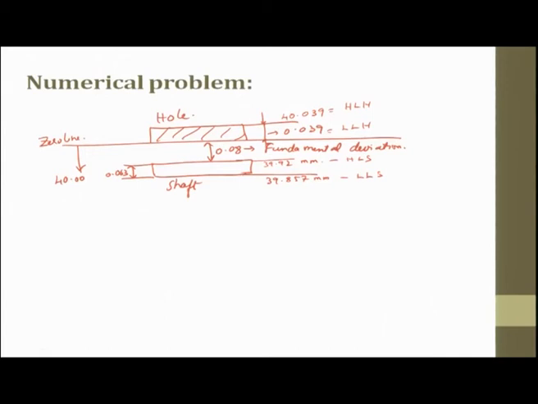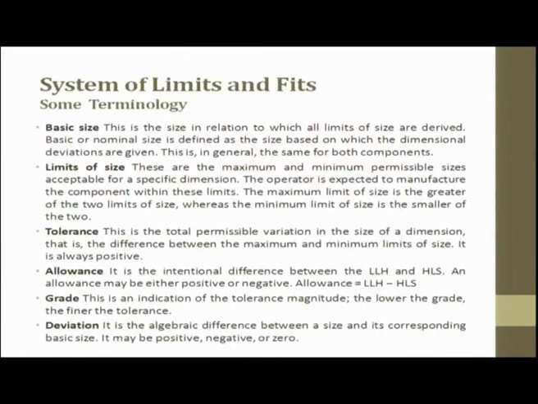Okay. So, now the last part of the question is going to be what should be the wear and tear, which is given as 10%. Okay. So, let us see some of the terminologies which are used in tolerances. Basic size is the size in relation to which all limits of size are derived. So, in 40 plus or minus, that 40 is the basic size. Basic size or nominal size is the same, defined as the size based on which the dimensional deviations are given. This is in general the same for both components.